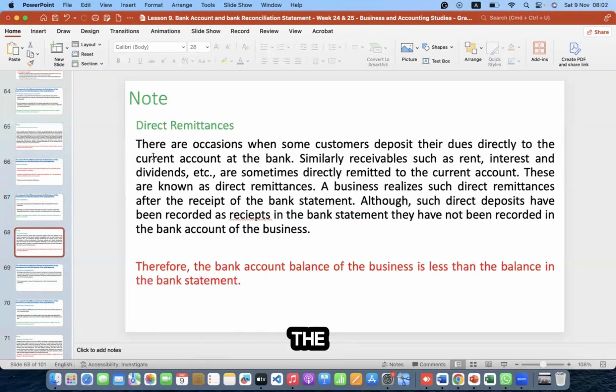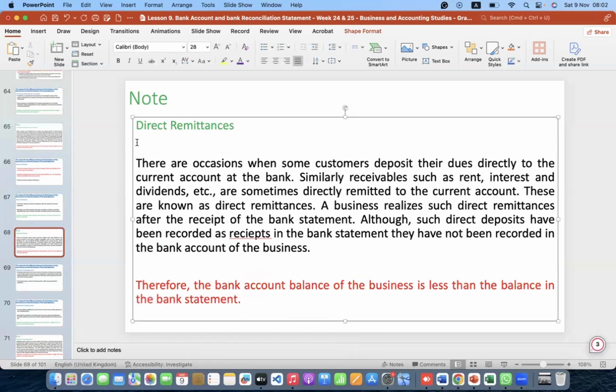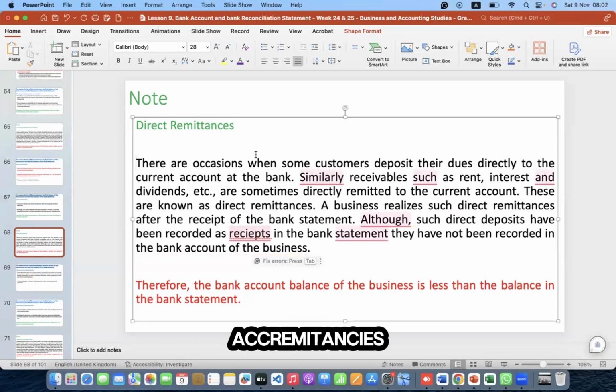Okay, let's move on to the note. You can put the subheading as direct remittances, and I will read out the note. Direct remittances. There are occasions when some customers deposit their dues directly to the current account at the bank. Similarly, receivables such as rent, interest, and dividend, etc., are sometimes directly remitted to the current account. These are known as direct remittances. A business realize such direct remittances after the receipt of bank statement.